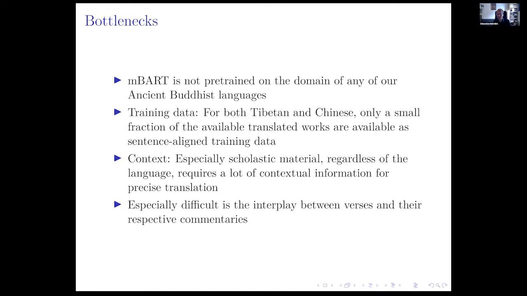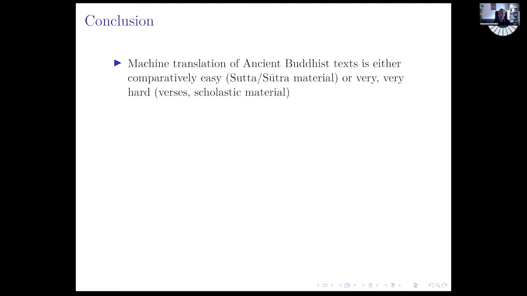As I mentioned, especially difficult is the interplay between verses and their respective commentaries. Coming to the conclusion of the model training, I would say machine translation of ancient Buddhist texts is either comparatively easy if we are talking about sutta and sutra material, or it is actually very, very hard if we look at later verses and scholastic material. And it seems, from my impression, there's not that much material that is in the middle ground. So either we have things that work very well, and we have parts which are really challenging.